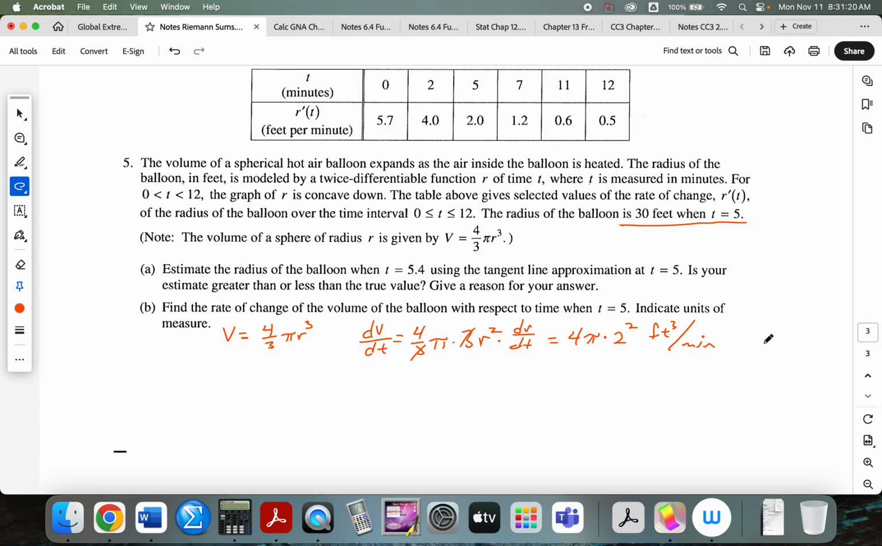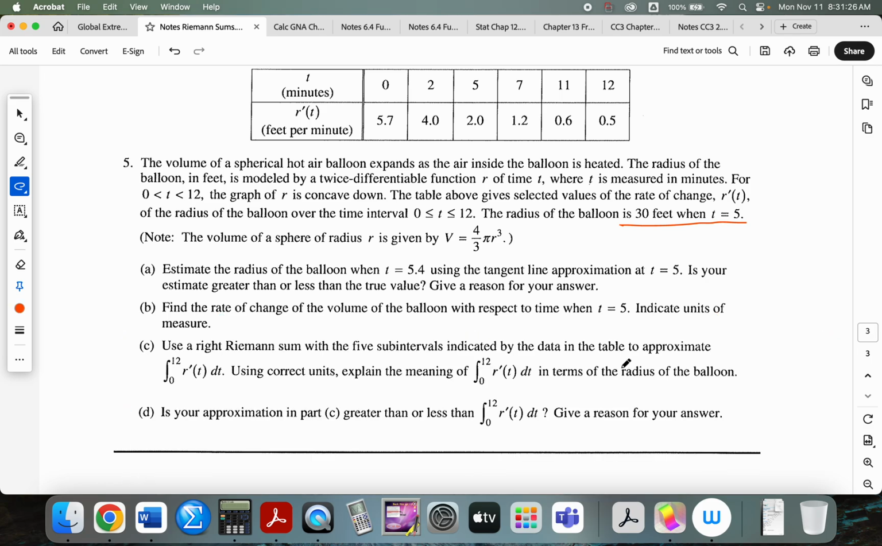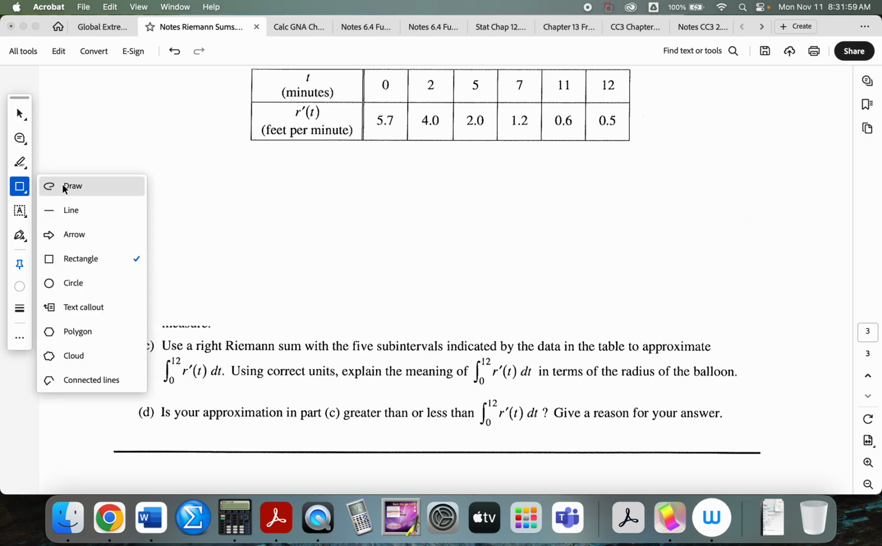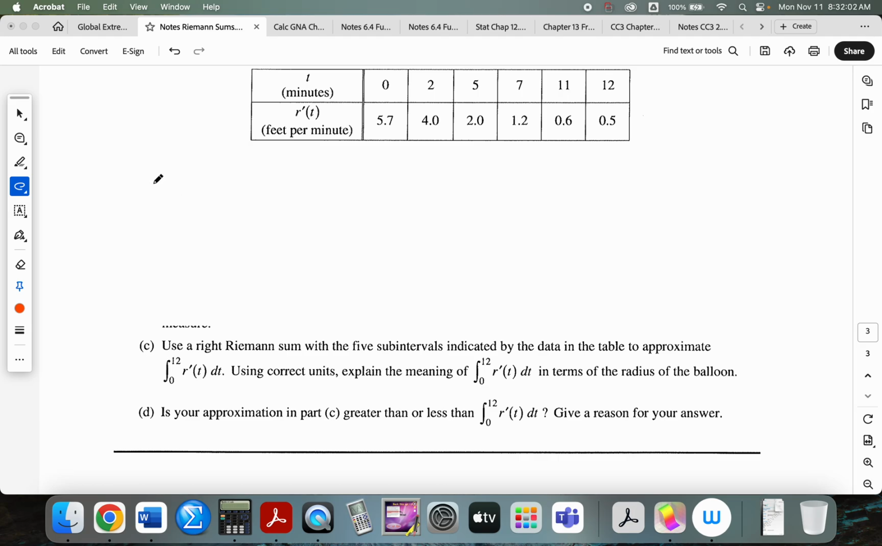All right, so again, that's old stuff. Let's look at part C, which is some new stuff. Use a right Riemann sum with the 5 intervals indicated by the data in the table to estimate this thing. And you're like, I don't know what that thing is. It's okay. It just said use a right Riemann sum, and it's going to estimate whatever that thing is. We'll talk more about what that thing is later. But at this point, you don't need to know. You just said do a right Riemann sum. And we learned how to do that today. So we're going to do a right Riemann sum.